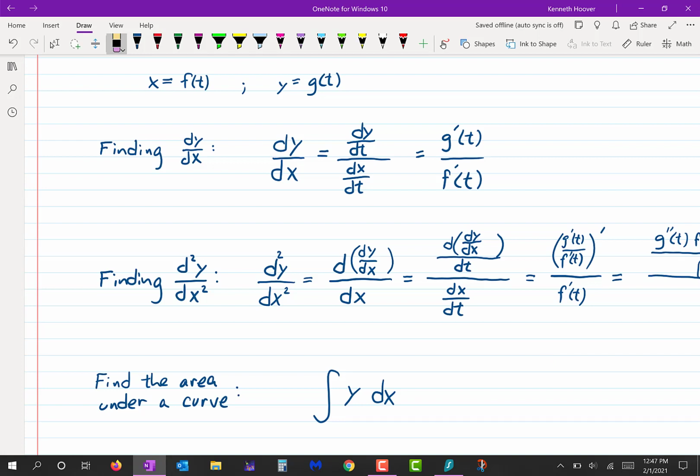So in this case here, let's look again at what we have up here. We have y equals g of t. So I can replace that y there with a g of t.